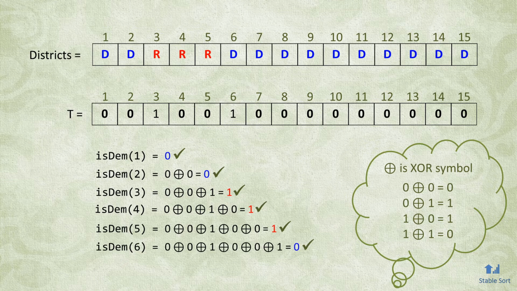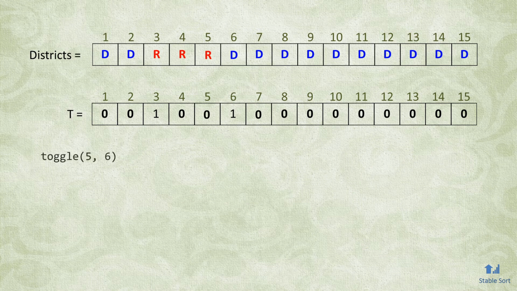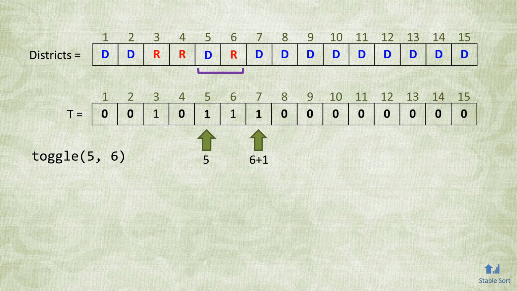This is why we toggle the end range at the index n plus 1. Let's continue this example and call toggle 5 to 6. We flip the bits at indices 5 and 7, both of which happen to be 0. Had they been 1, then we would have flipped them to 0.